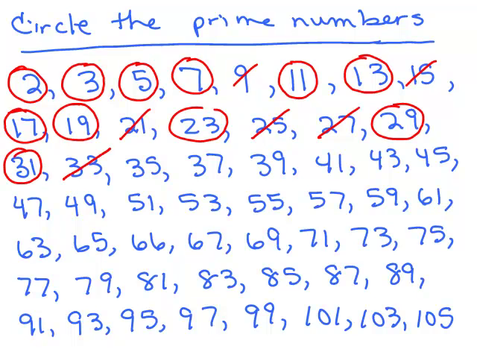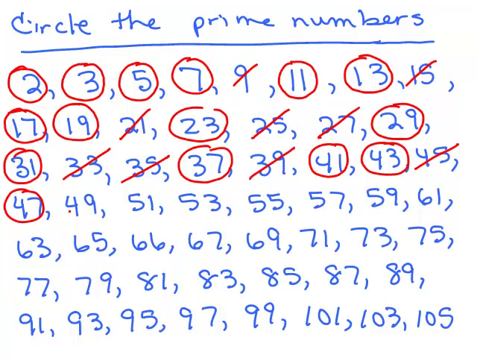31's prime. 33 is not because 3 goes into it. 35 is not because 5 goes into it. 37 is prime. 39 is not because 3 goes into it. 41's prime. 43 is prime. 5 goes into 45, so that's not prime. 47's prime. And 49 is 7 times 7, so that's not prime.